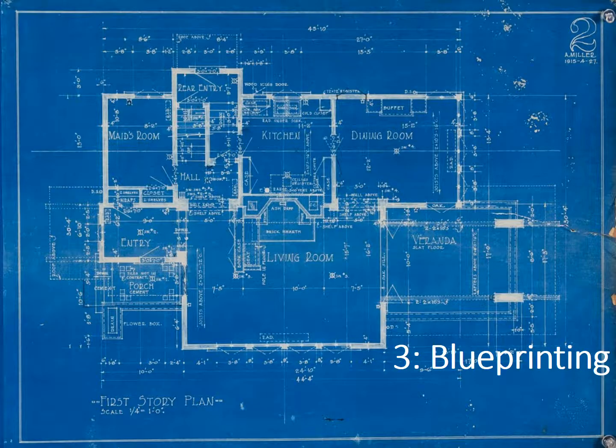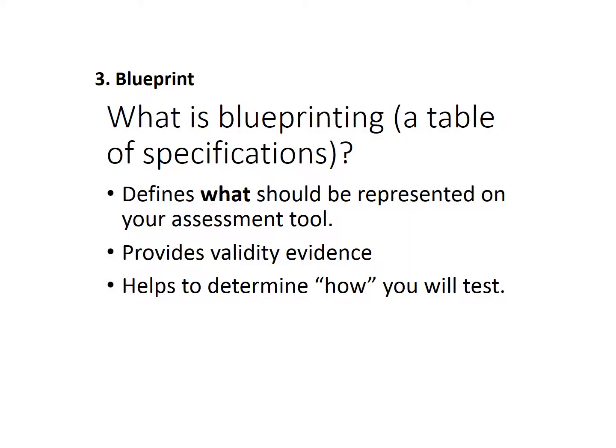The third takeaway relates to blueprinting. So what is blueprinting? As you'll remember, oftentimes the terms blueprint and table of specifications are used interchangeably. Regardless of the term used, a blueprint defines what should be represented on your assessment tool. It provides validity evidence, namely content evidence, for the test results and interpretations. It helps you determine how you will test or measure something.